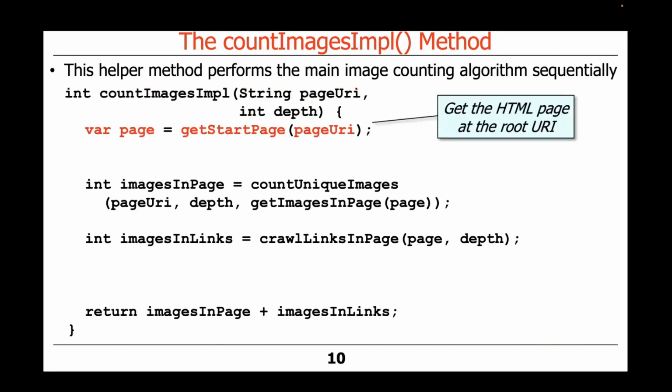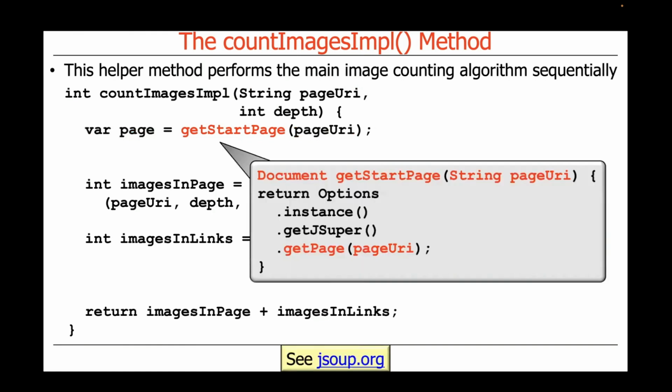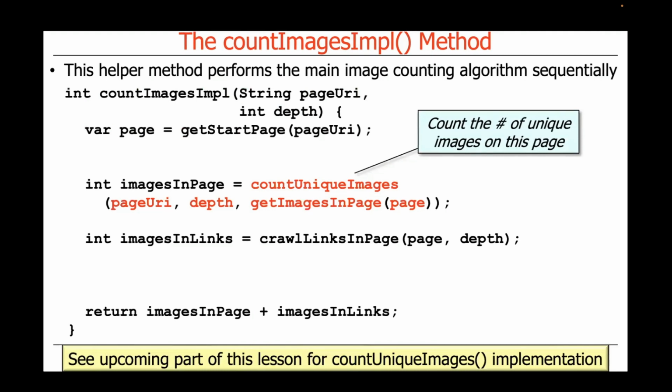What it does is it starts by calling the getStartPage method, passing in the URI at that particular level. And here's what getStartPage does. GetStartPage is going to use a method that's defined in my JSoupWrapper class that will download or open the contents of that URI and then return it as a so-called document. A document is a JSoup data structure that contains the contents of an HTML file. Once we've got that particular page, then we're going to go ahead and sequentially count the number of unique images. We'll take a look at the countUniqueImages implementation in more detail shortly.